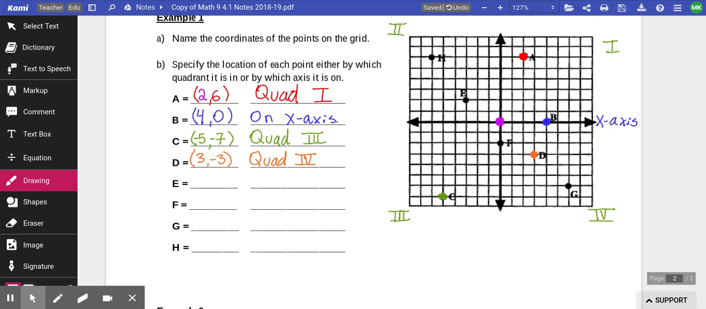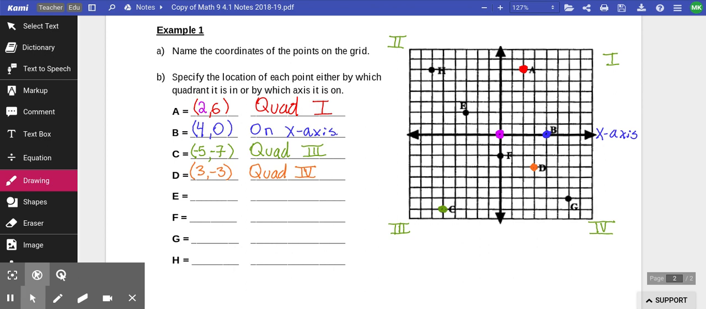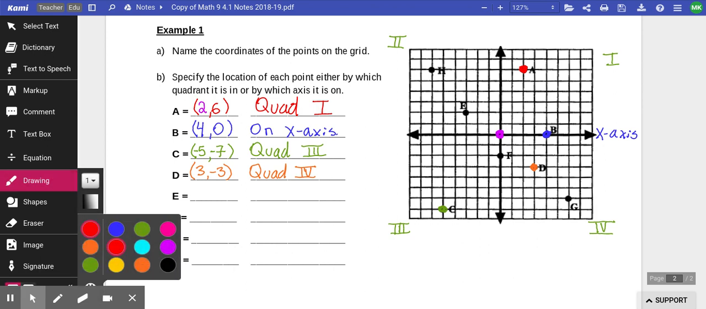Like magic. All right, I want you to try E, F, G, H. Write this in. So for E, if you looked at E, this one over here, we do them in red. E was 3 spots to the left from the origin and 2 spots up. So that would be negative 3, 2. It was in quadrant 2.